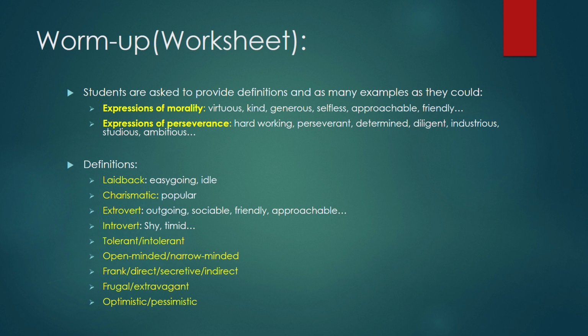Extrovert people are in contrast with introvert. These people are outgoing, sociable, friendly, approachable, and introvert people in turn are shy, timid. They tend to stay inside, spend a lot of time listening to music, while extrovert people prefer to go out socializing with their friends. For example, throwing a party, dancing, drinking. So these are the types of social behavior that extrovert people have and introvert people try to avoid.